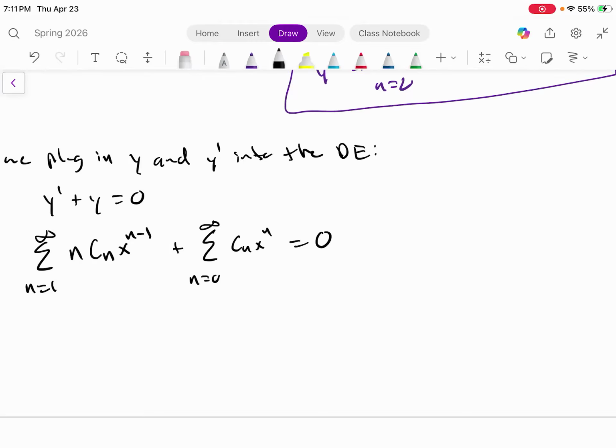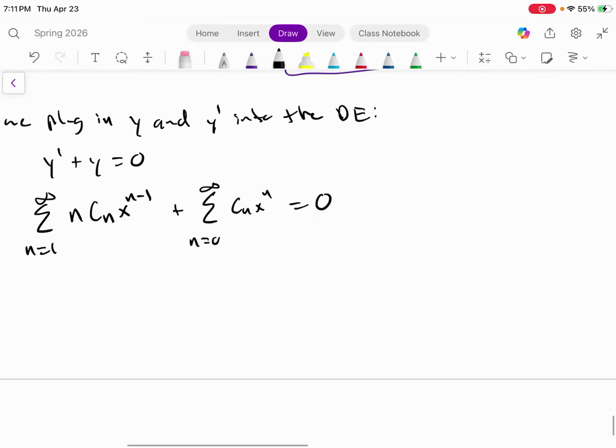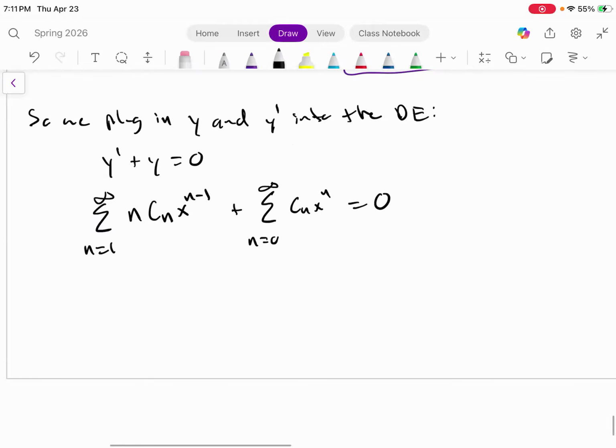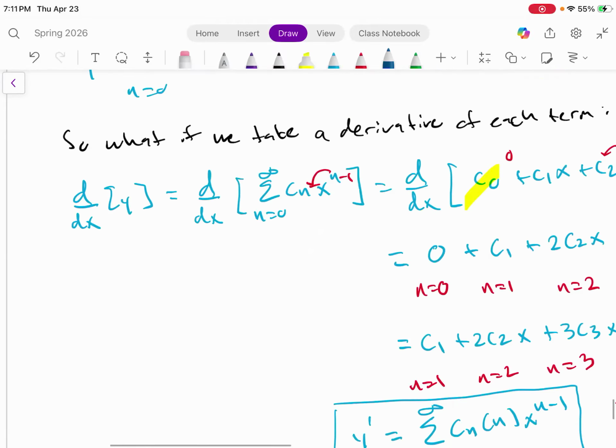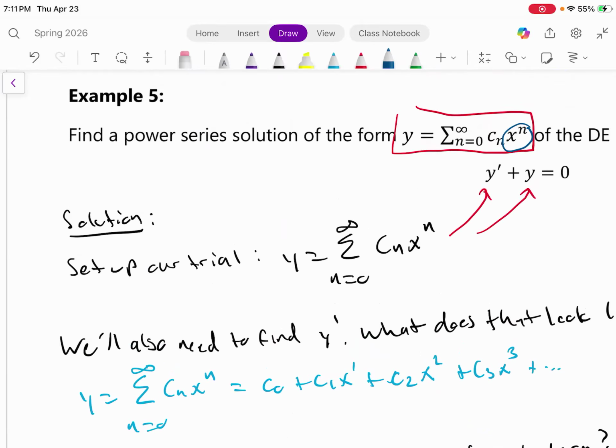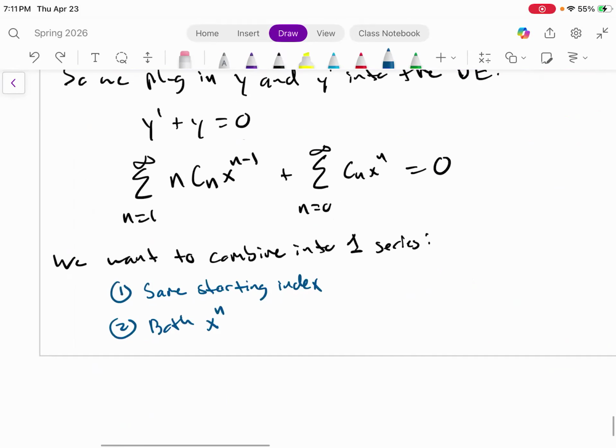So what we want to do, and what we practiced so far, is combine these both into one power series. So what are the two components we need to do that? It's going to be the same starting index, and both having the power x to the n. Because what do we want the solution to be? X to the n. So we need the same index, the same power, so that we can combine them, because we want them to be both x to the n for our solution.